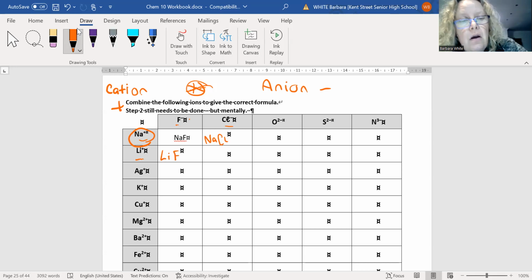Now, if you've got something like this one here, silver's +1, and oxide is -2, they're not going to neutralize quite so easily. You're going to need another silver so that you've got another plus to go with the two minuses. So for this one, you're going to have 2 silvers because you need 2 pluses to go with the 2 minuses that oxide has. And you write it like this, Ag2O. So you've got 1 oxide and 2 silvers.